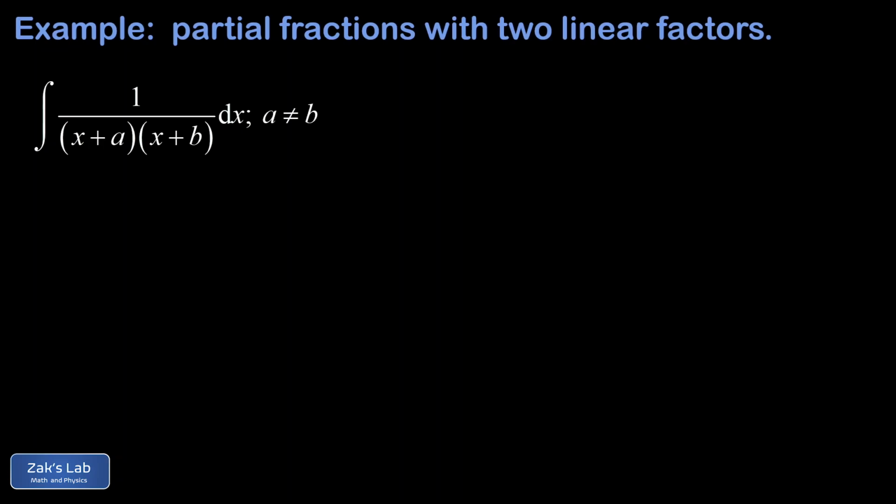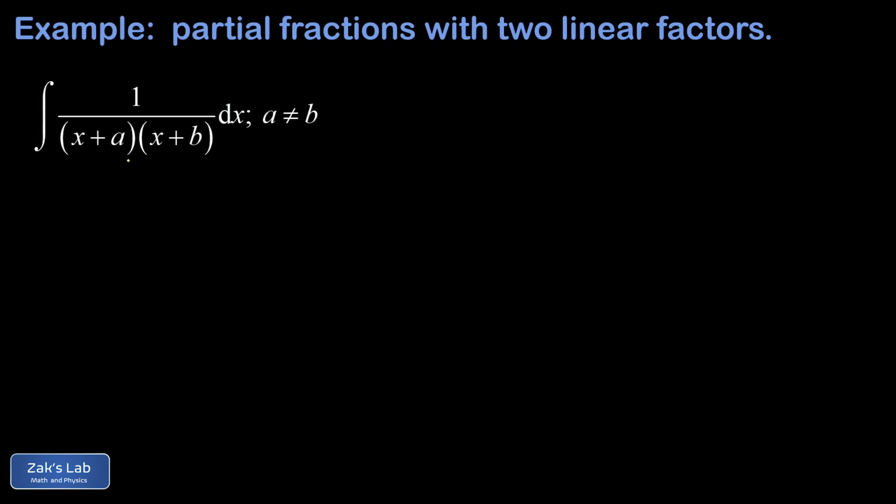In this video, we're doing a partial fractions integral that's generalized so that we have two linear factors in the denominator, but they're written as x plus a and x plus b. We're told that a is not equal to b. And the reason why is that if a was equal to b, that would be a repeated linear factor and it would change the way we propose our partial fractions decomposition.